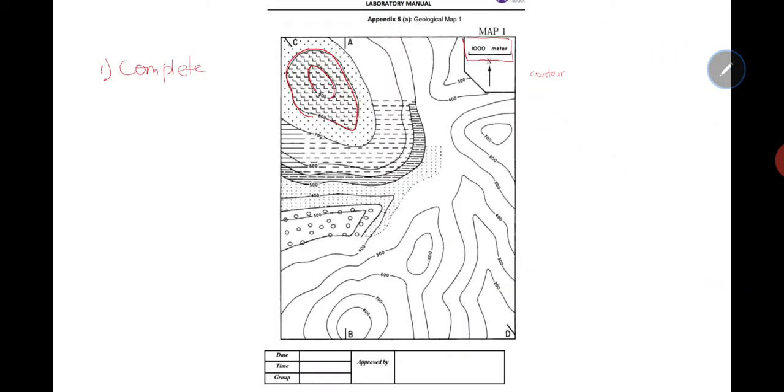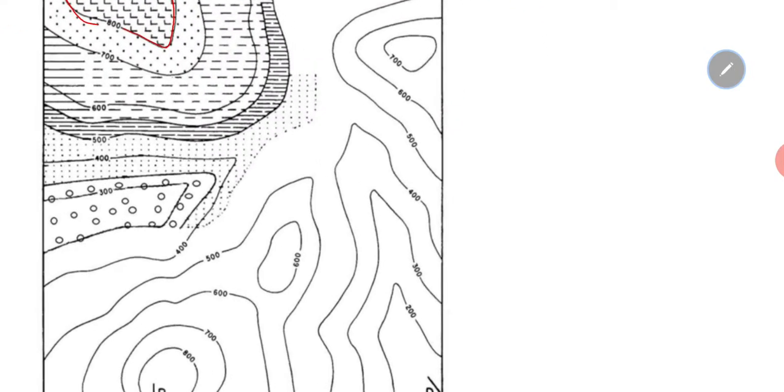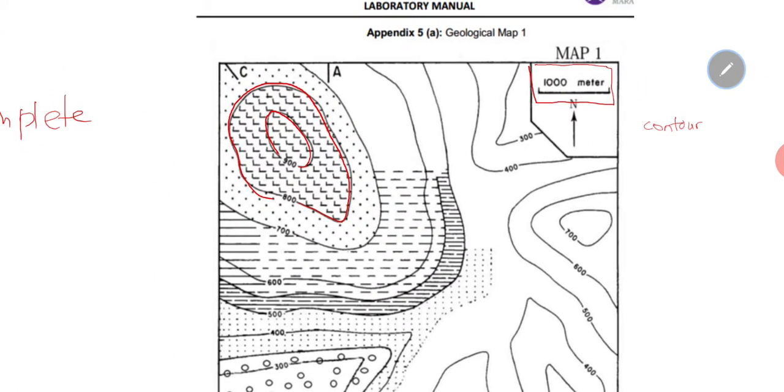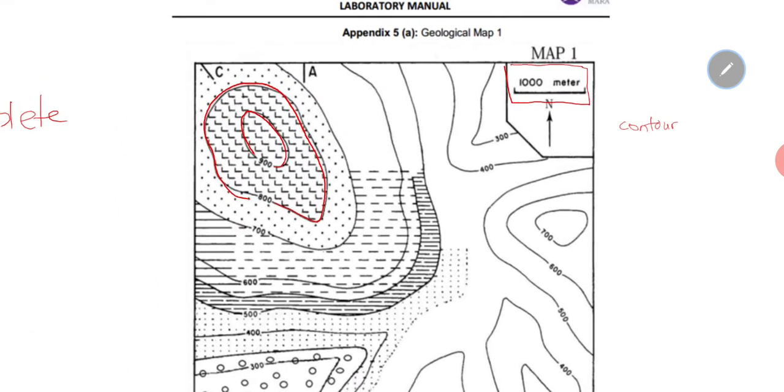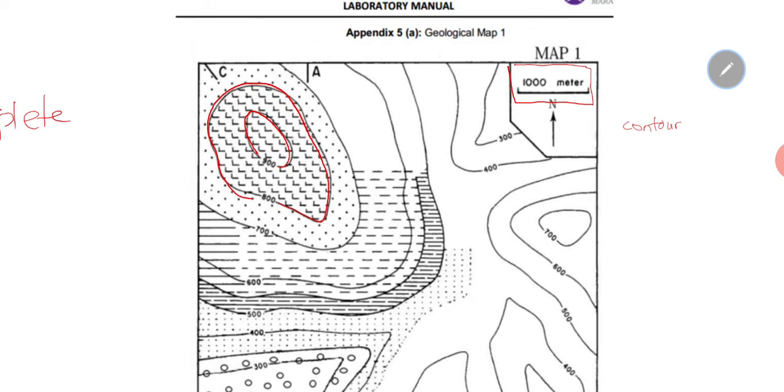Next, let's go back to your map. So this is your map, an incomplete map. What you need to do is first look at the contour. We have this contour, 550. Why do we know this is 550? Because this line is located in between 500 and 600 meter. So if you follow this line, stop here.